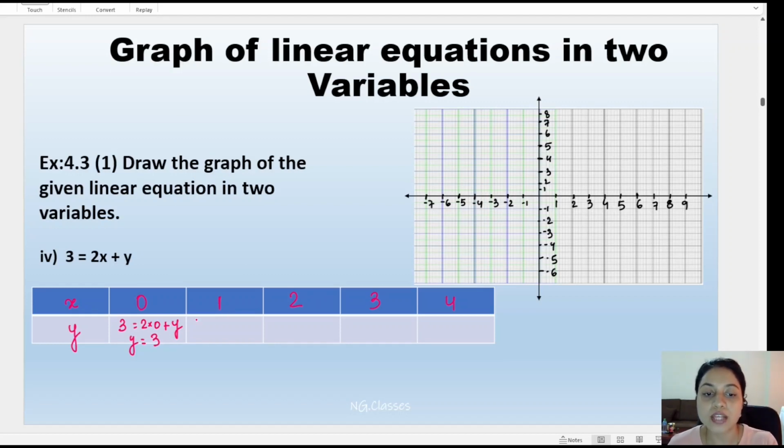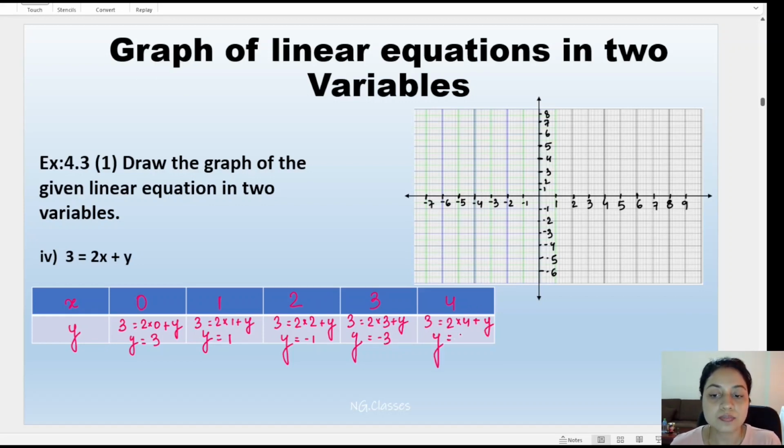Similarly, when x value is 1, we will get y value as 1 only. Now, when x value is 2, we will get y value as -1. When x value is 3, we will get y value as -3. And when x value is 4, we will get y value as -5. Now we have some ordered pairs.